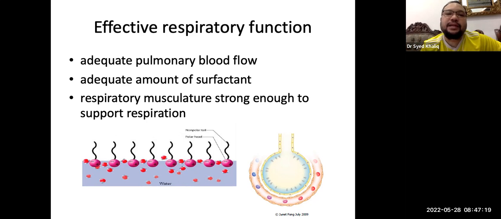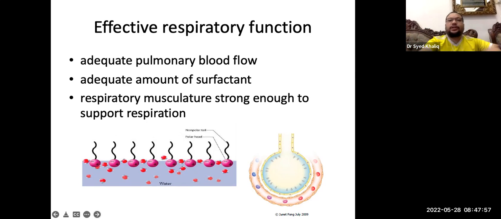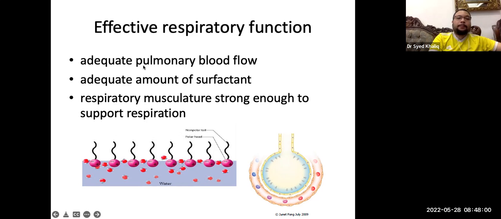Also, there are other diseases that cause problems with surfactant. For example, infants of diabetic mothers also have reduced surfactant. Also in babies with meconium aspiration, because meconium counteracts the surfactant. Meconium causes deactivation of the surfactant, so it can cause respiratory distress syndrome as well. Also in more premature babies, the respiratory muscles, the diaphragm and the intercostal muscles, are not strong enough to support the normal and usual respiration.